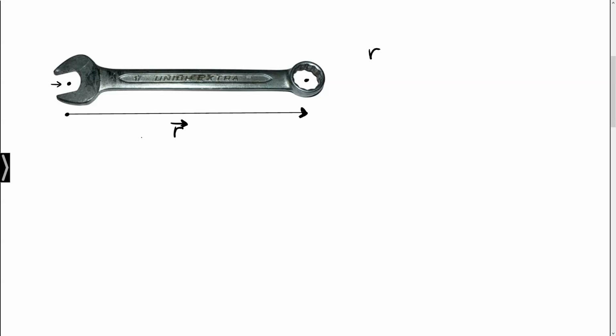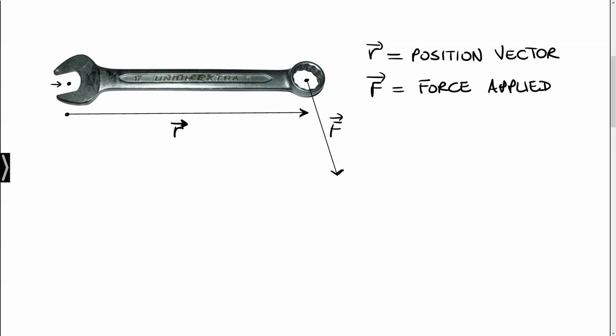So this is a position vector. Then I'm also going to be applying an actual force. Let's say that I'm applying it at a certain angle here, in this direction. Call this F. So this is the force applied. The torque vector is denoted by tau. So it's tau with an arrow above it, or if you're reading it in a book, it's probably going to be tau in boldface. This is defined to be the cross product of the position vector with the force vector.